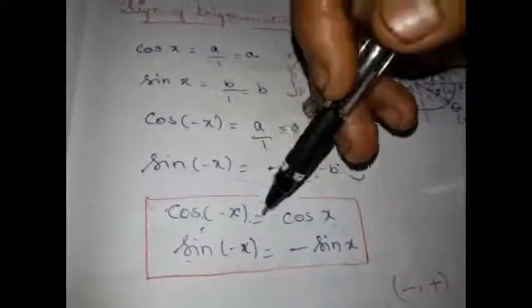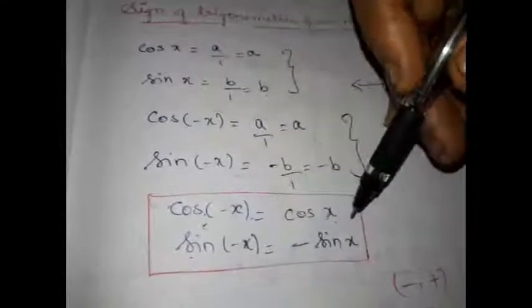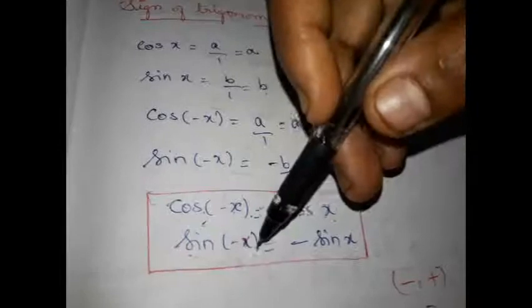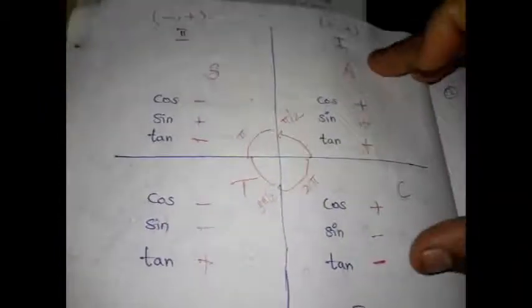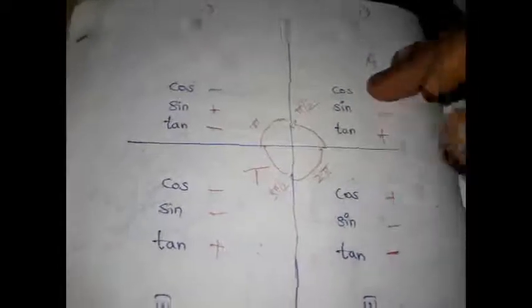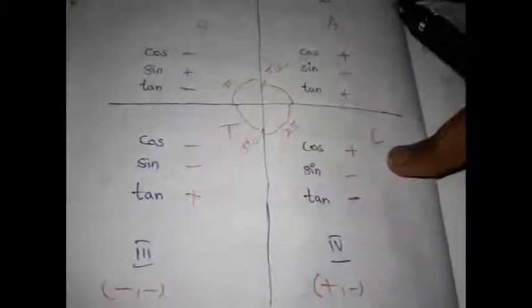Then we learnt about the sign of trigonometric ratios, and I told you cos of minus x is cos x, sin of minus x is minus sin x. The negativity will affect only the sine function, not the cos function. Then based on this we learnt the sign of the remaining trigonometric ratios, all silver teacups. We learnt in which quadrant which trigonometric ratios remain positive. Yes, in the first quadrant all are positive, in the second quadrant only sine and its reciprocal are positive, in the third quadrant only tan and its reciprocal are positive, and in the fourth quadrant only cos and its reciprocal are positive.